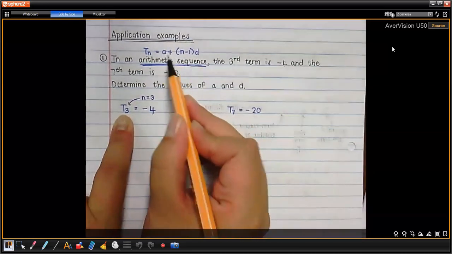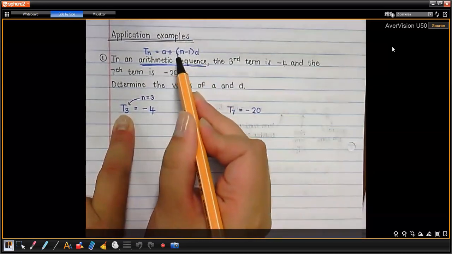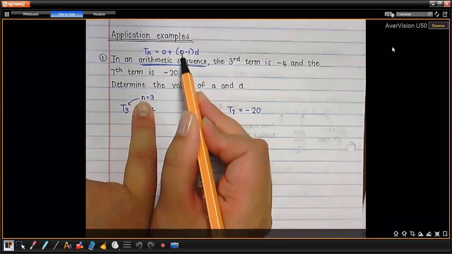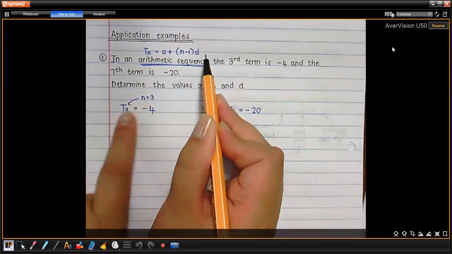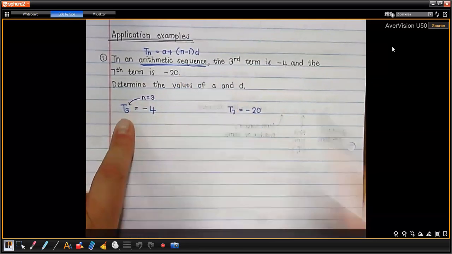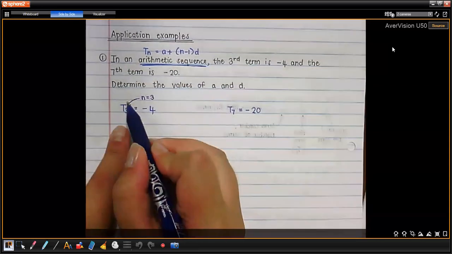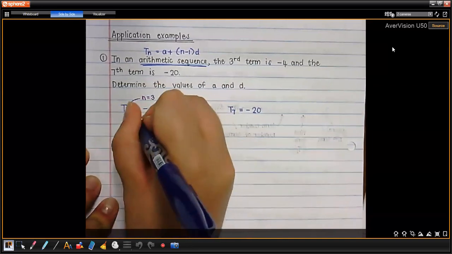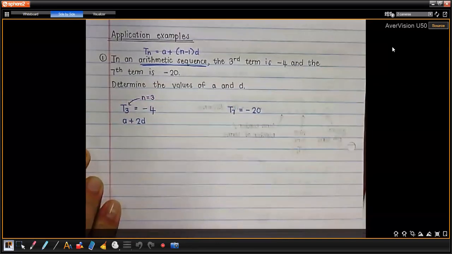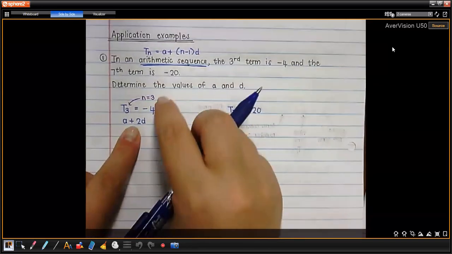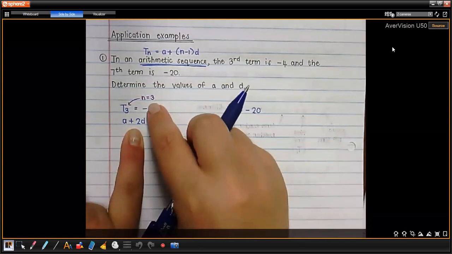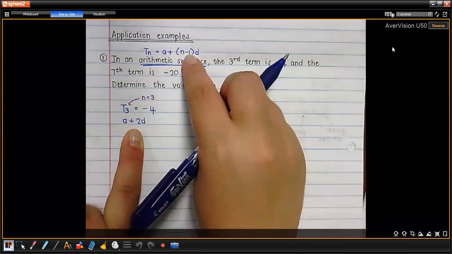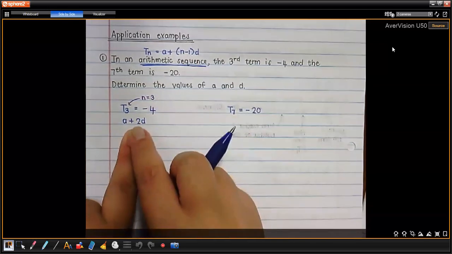So if I want to now use this formula, a plus n minus 1 d, what is my n value? 3. So it's a plus 3 minus 1 d. Does it make sense that I can rewrite term 3 as a plus 2d? That's where that 2 is coming from. That's what I said on the previous page.